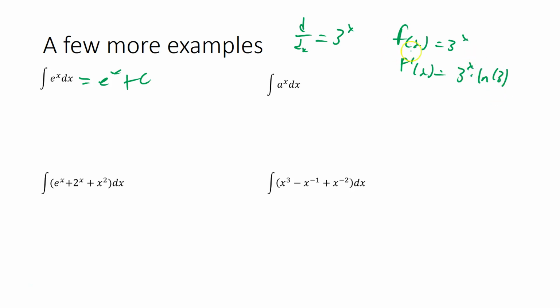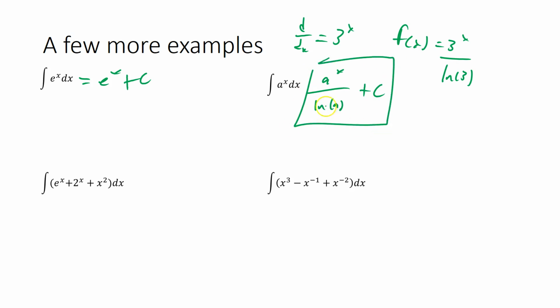That's a constant, though, so you have to get rid of it. So you divide by ln of 3. Okay, so what we had to do here was say, well, you just divide this by ln of 3. So the antiderivative of a to the x in general is going to be a to the x divided by ln of a plus c.